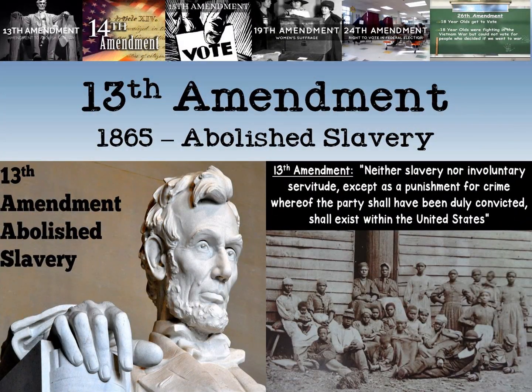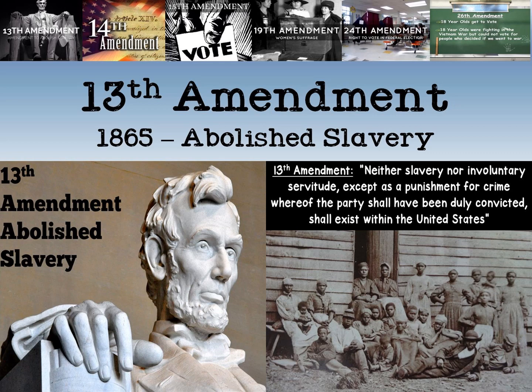Finally, on December 6th, 1865, the 13th Amendment is passed. And the 13th Amendment says exactly this. This is what you see right here. It says, neither slavery nor involuntary servitude, except as a punishment for crime whereof the parties shall have been duly convicted, shall exist within the United States. And so basically what that amendment did was it abolished slavery completely.